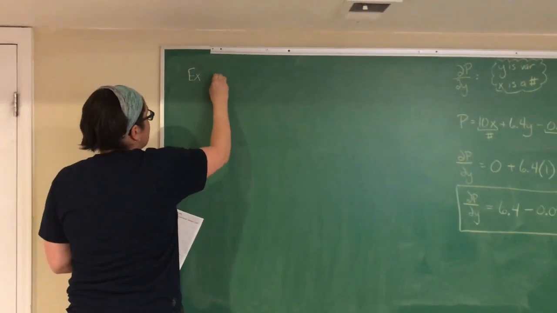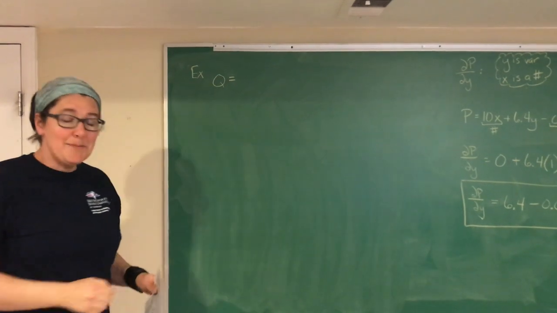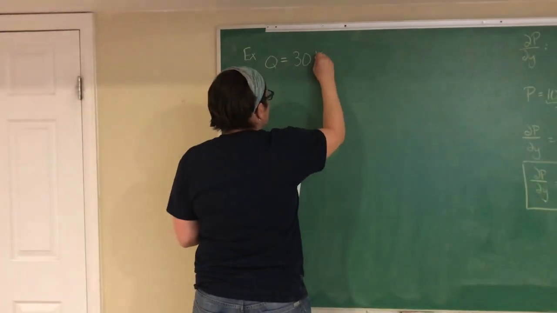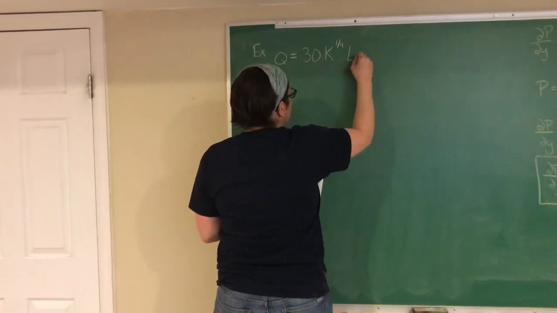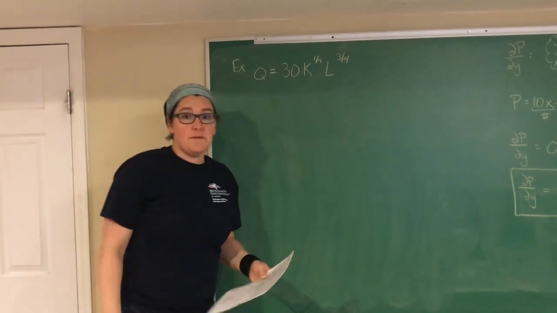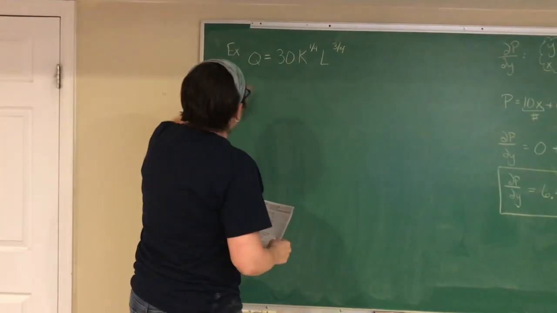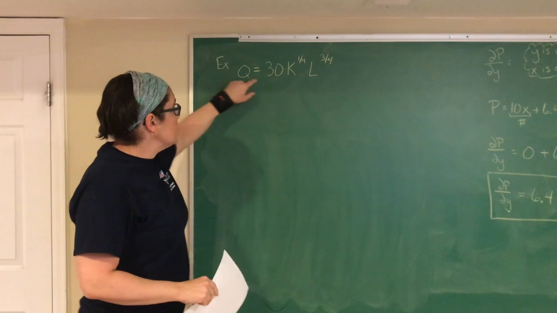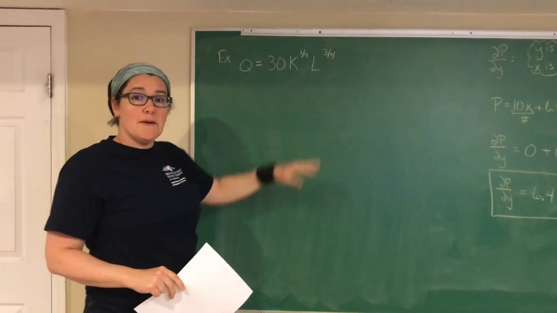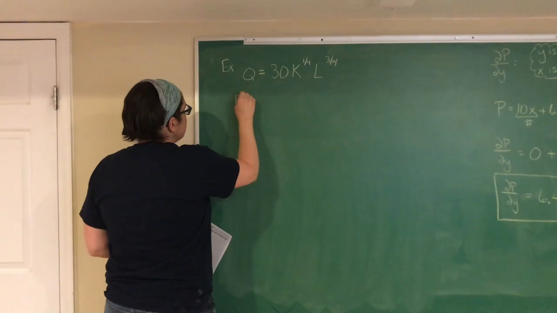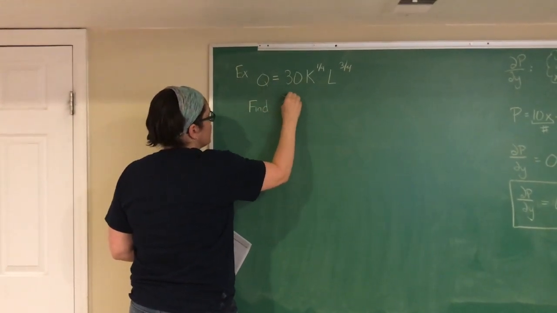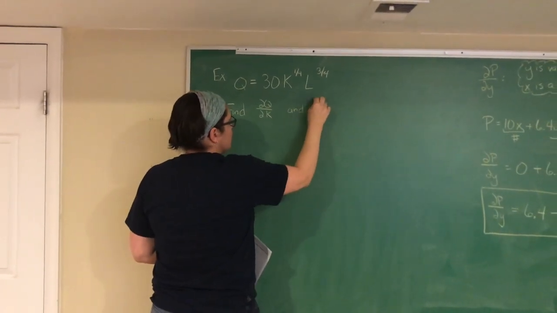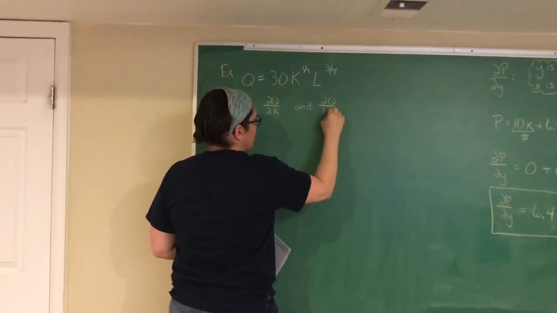All right, so our last example, we're going to be going back to our Cobb-Douglas production function. That was Q is equal to 30 times K to the 1/4 times L to the 3/4. Our function Q, which is our quantity, or our production, is a function of two variables, K and L. So the partial derivatives that we want to calculate are the partial derivative of Q with respect to K and the partial derivative of Q with respect to L.